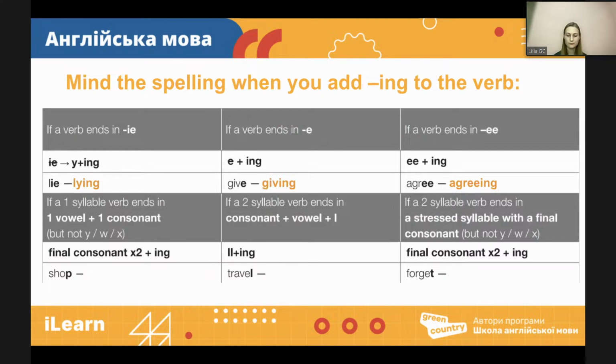Good. Oh, no, not good. Guys, be very careful, double P. So, just remember the rule. When we have one vowel, один короткий голосний, and after it one consonant, один приголосний. Слово закінчується на короткий голосний, після нього лише один приголосний. Цей приголосний подвоюється. So we have shopping with double P. Okay, good. What about travel?